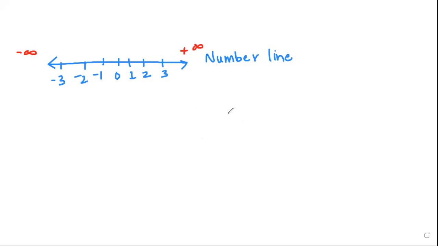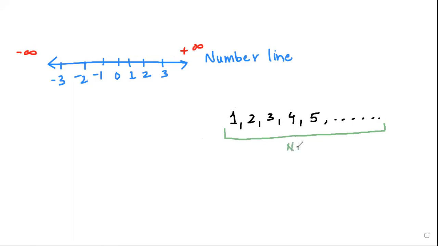Suppose there are these numbers like 1, 2, 3, 4, 5, and so on. Do you know what these numbers are called? Like there is a name for them? Whole numbers? No, try again. Natural numbers. Yes, natural numbers. So the numbers from 1, you can take note of this.